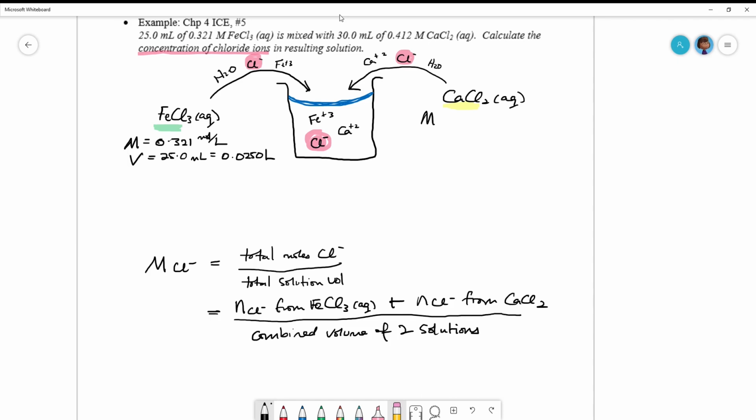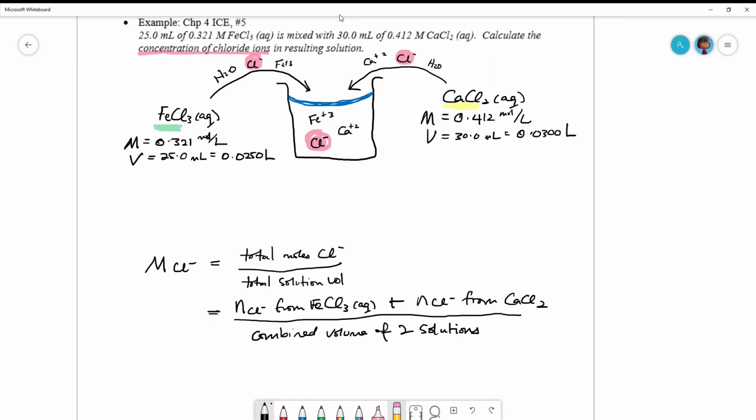We have a similar set of information for the calcium chloride solution that we're dumping in. We have the molarity of this solution, 0.412 moles per liter, and we have its volume, 30 milliliters, or converting, 0.0300 liters.